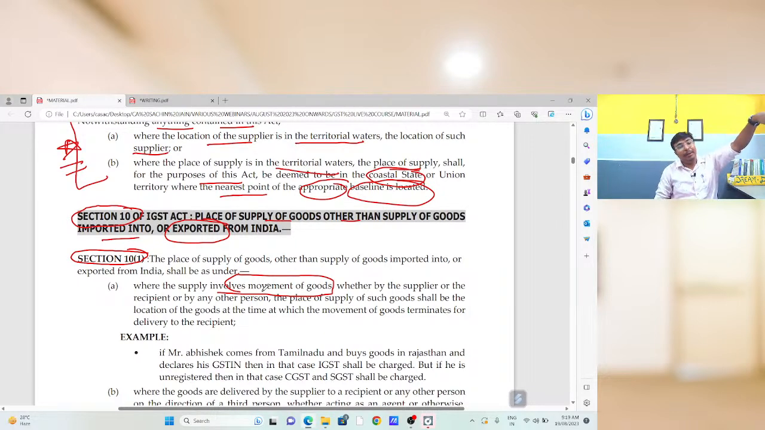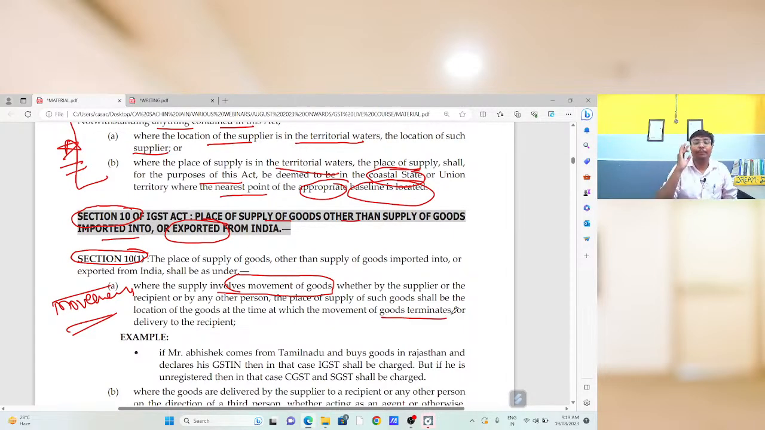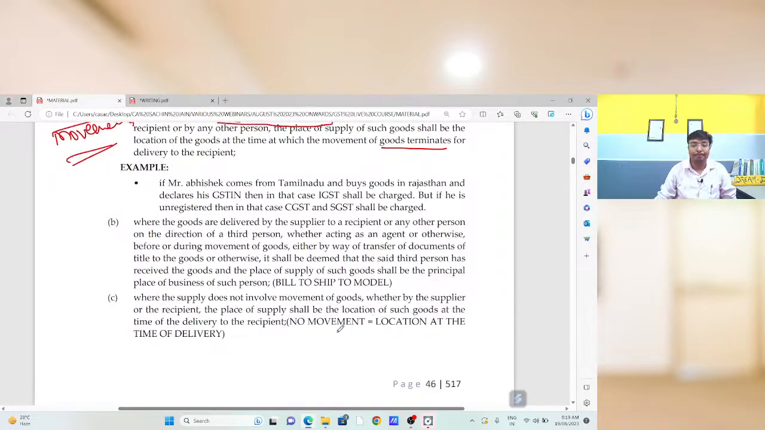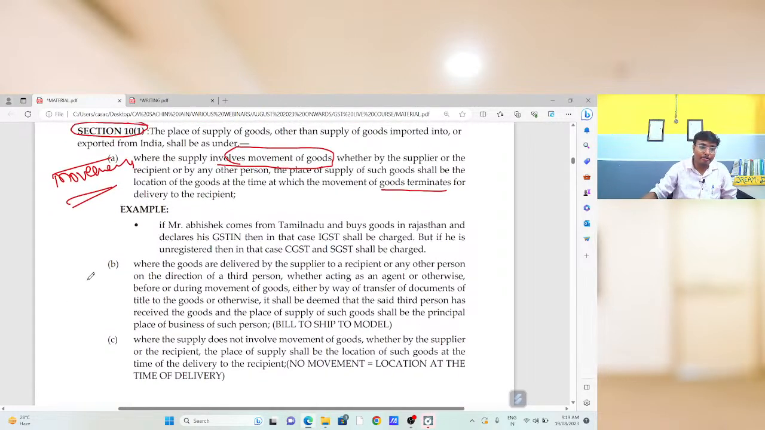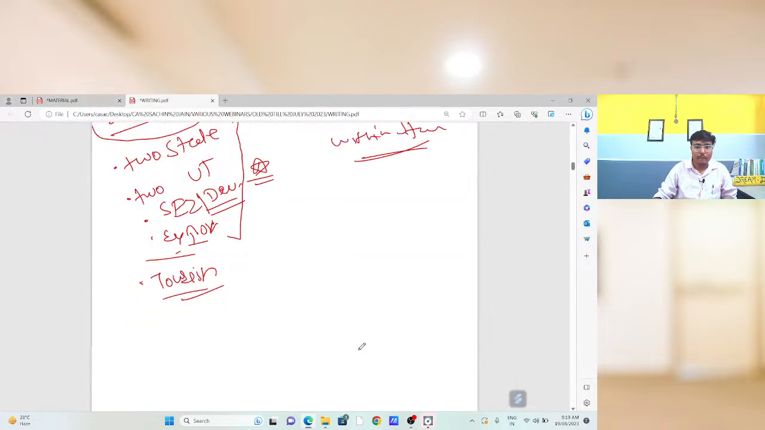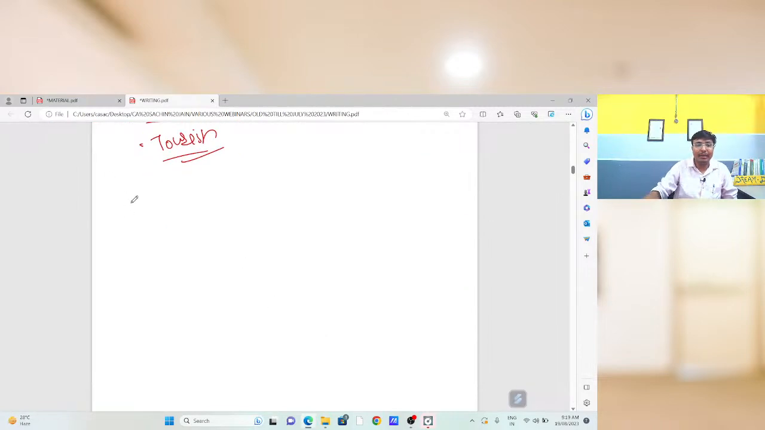That means where I terminate the delivery of those goods, that is Maharashtra, will be treated as my place of supply. Okay, so this is the specific case. Whenever there is a movement, the place where the delivery terminates will be treated as my place of supply. Second, suppose, in this concept, the example I am going to take is regarding the bill to ship to model.